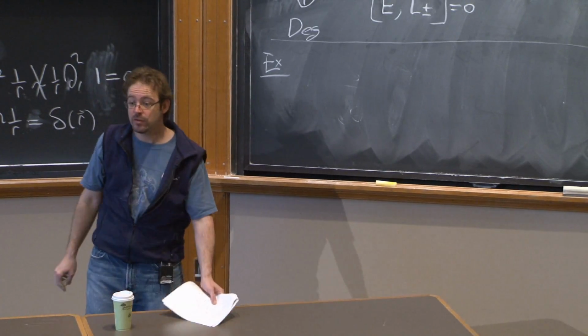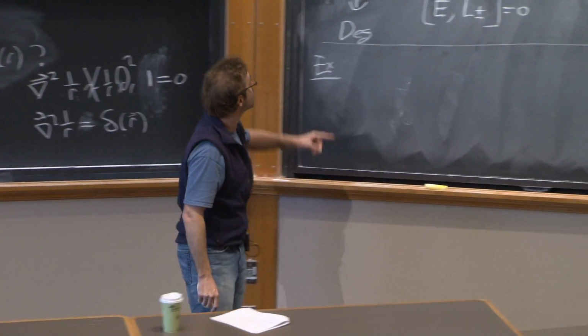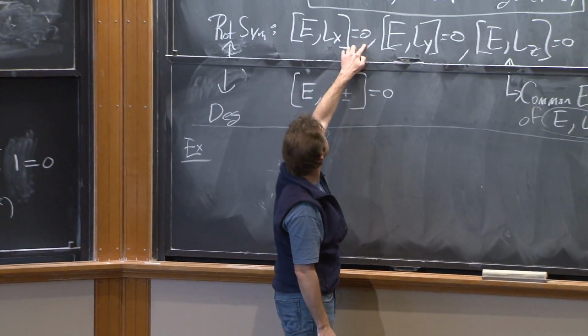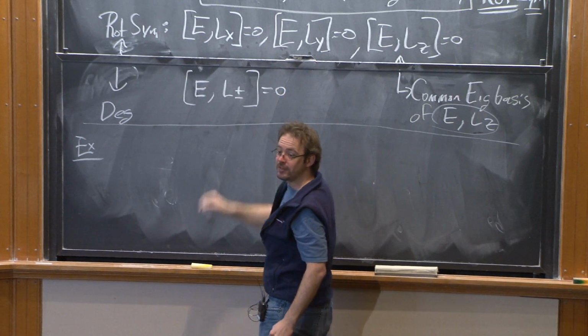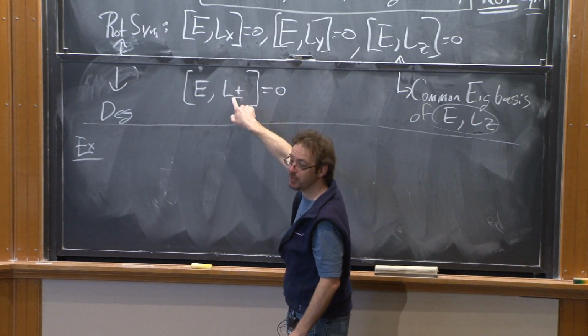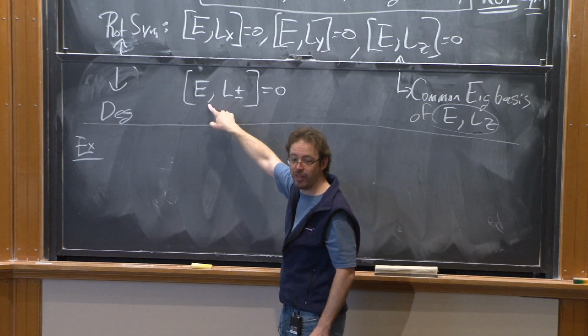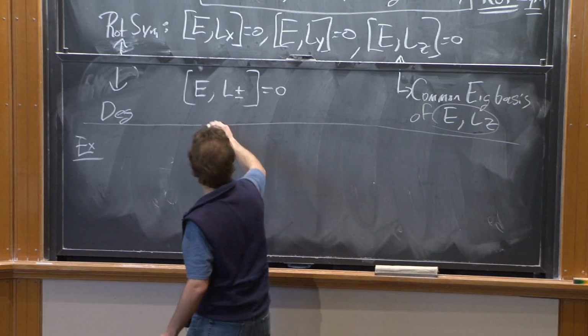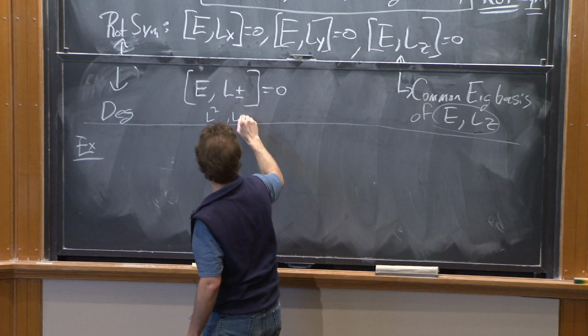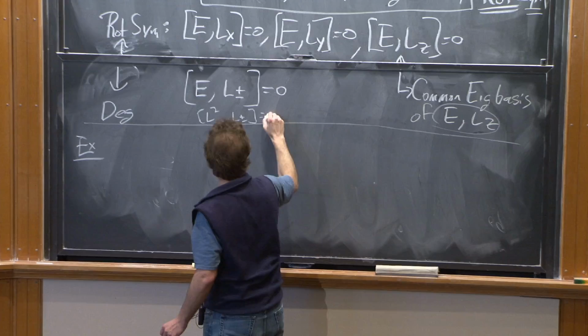It's 0. So E with Lx is 0, and E with Ly is 0. Are you happy with that statement, that E with Lx is 0? Yeah. Good. And this is 0 because this is just Lx plus Ly. So E commutes with these guys. And so this is like the statement that L squared with L plus minus equals 0.